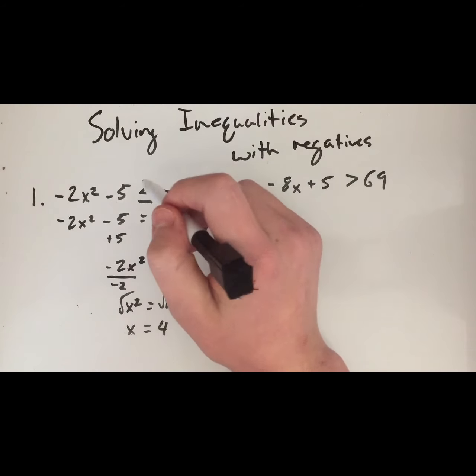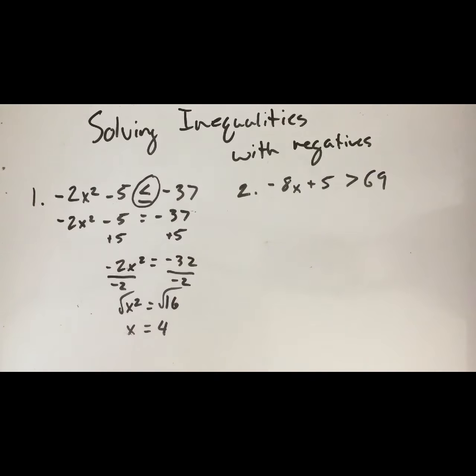Now we just need to remember to bring in this inequality symbol up here. We started with a less than or equal to, and we divided by a negative over here on the left side. So that tells you that we're going to have to flip the symbol. So we're left with x is greater than or equal to 4.